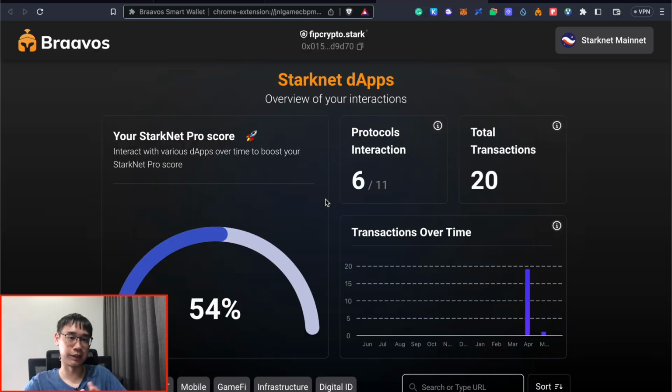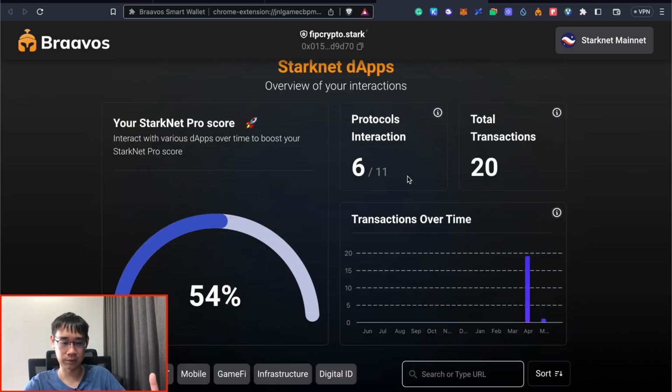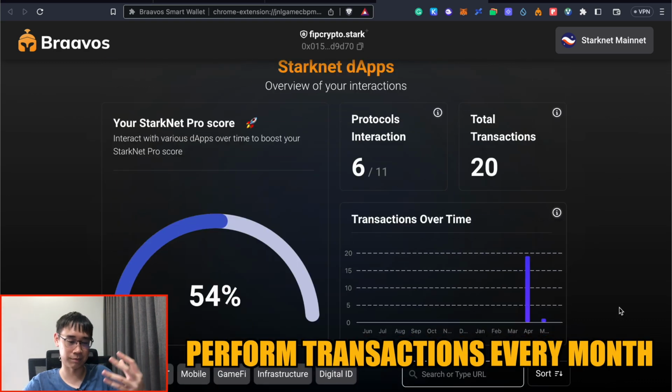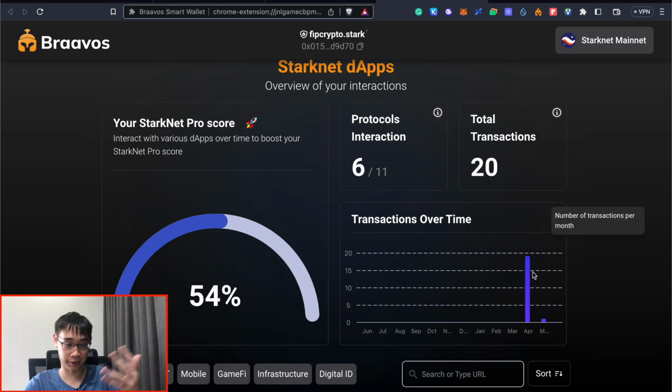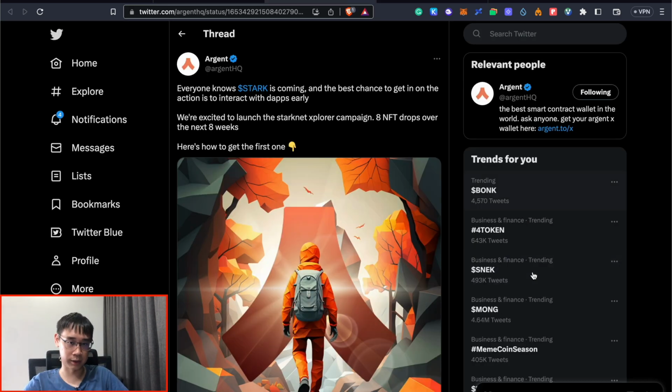I've already accumulated quite a bit of transactions on my Braavos wallet, so I'll leave it for now. But the main thing is that I want to perform some transactions on my Braavos wallet every month so that I'll be able to fill up this graph. In the case of the Argent X wallet, I will keep an eye out for the NFTs that will be dropped over the next 8 weeks. And for now, I'll be saving my Ethereum to perform the tasks for each of these NFTs, which are most likely going to be some transactions that you need to do on the StarkNET network.